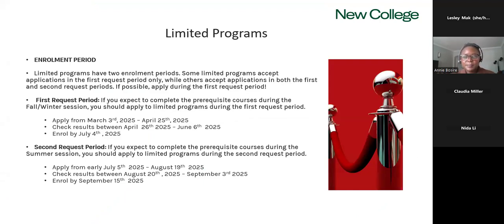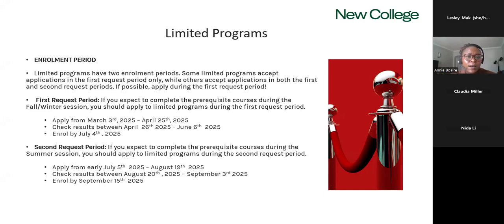So we can see with limited programs, very different from the open programs, they are governed by 2 request periods. Some limited programs accept applications in the first request period only, while others accept applications in both the first and the second request periods. It's important for you to note if your program has both first and second, as that will determine when you'll be able to enroll in the program.